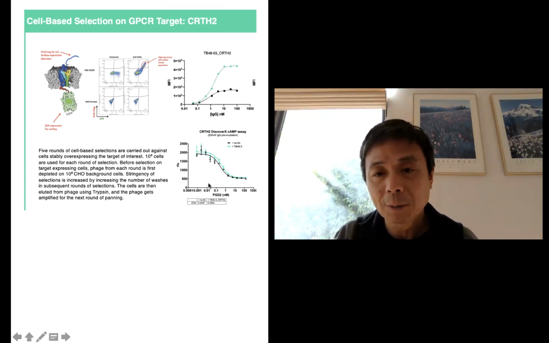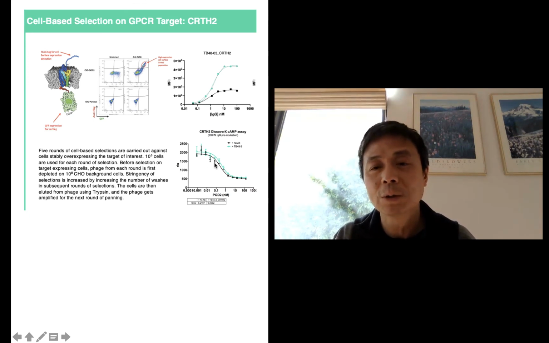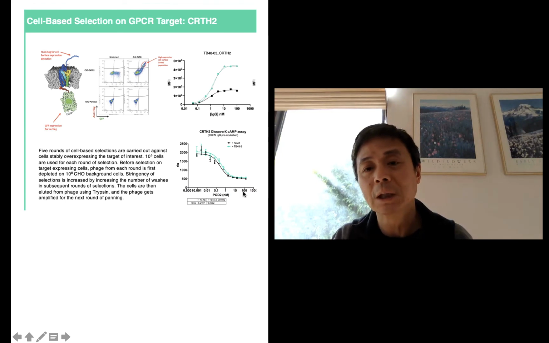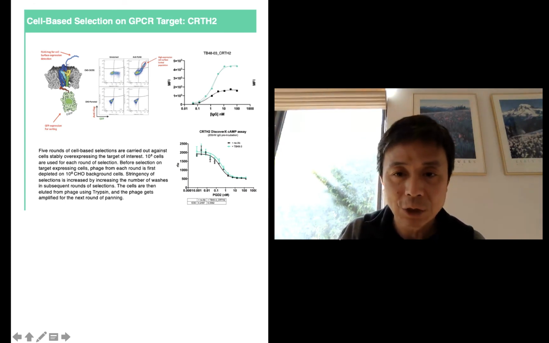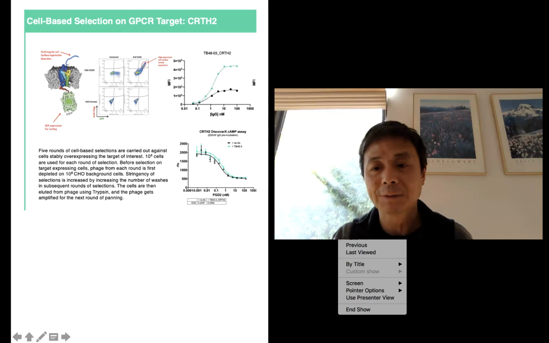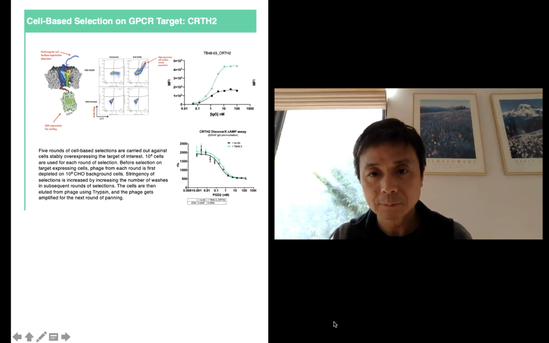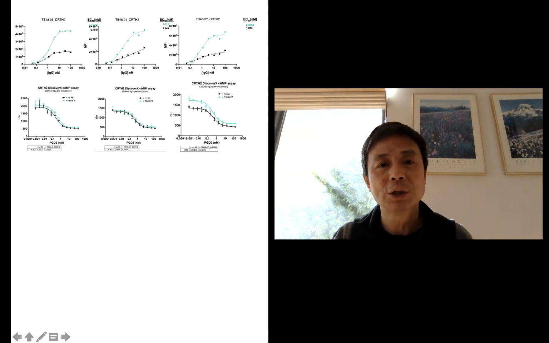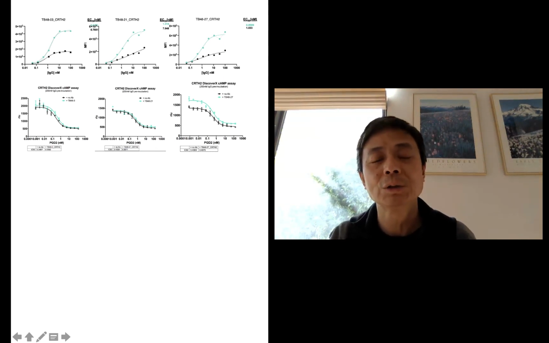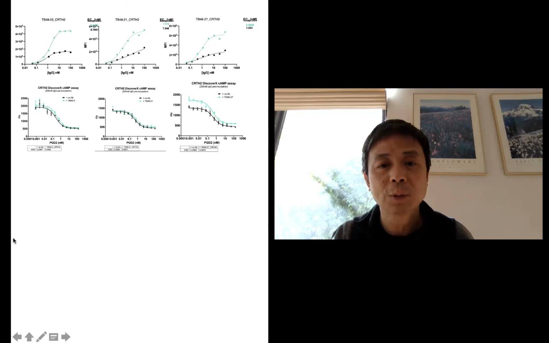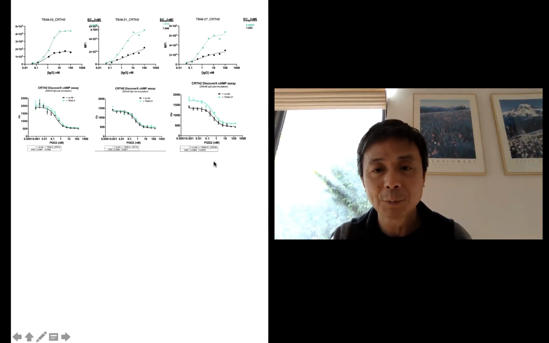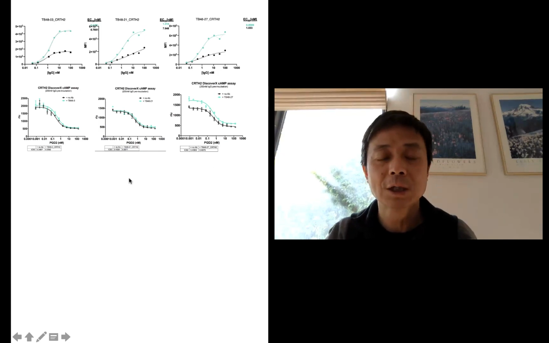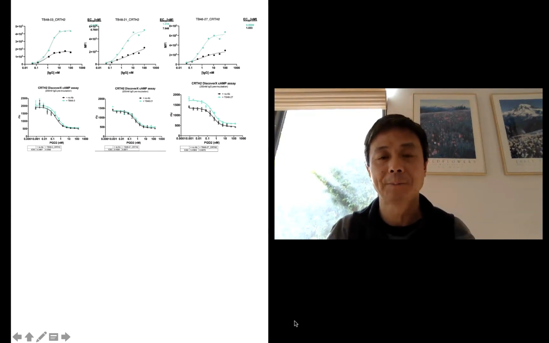The bottom of this figure shows the CRTH2 cAMP assay, and our antibody shows inhibitory activity against CRTH2. Here is not just one example of CRTH2 binders. We show another 3 CRTH2 binders with different cAMP inhibitory activities, and all of them have pretty much sub-nanomolar IC50s.